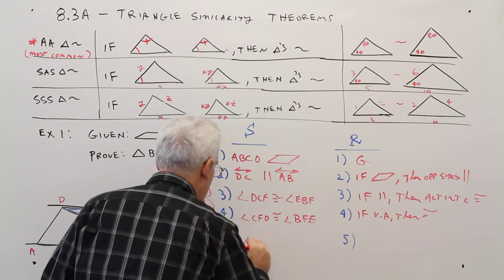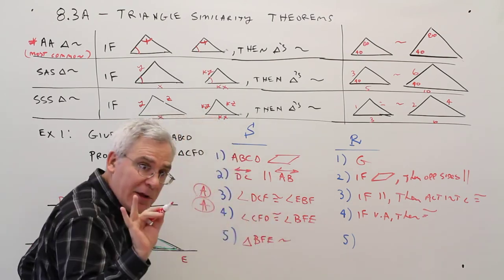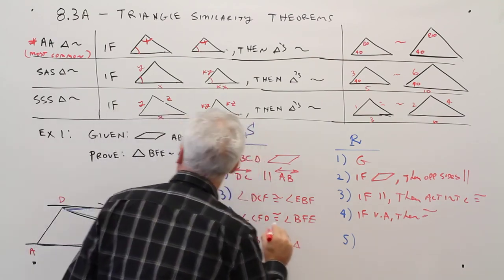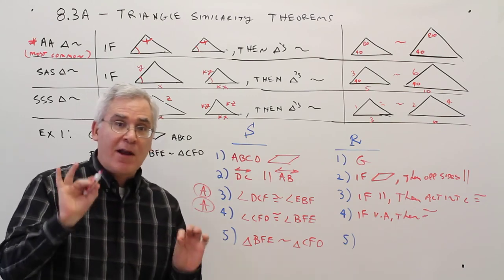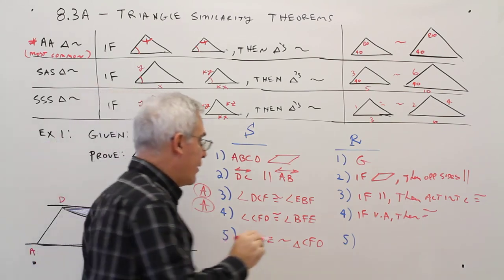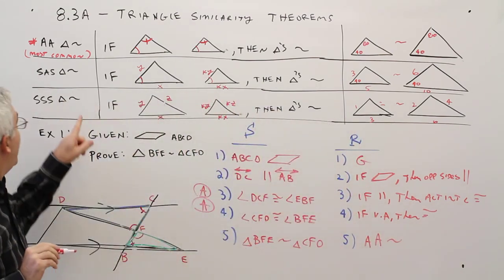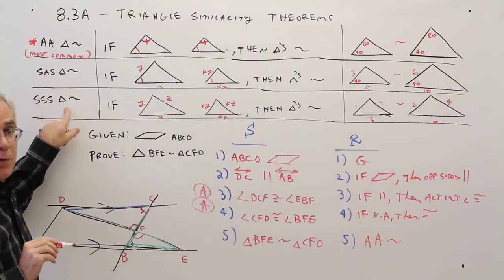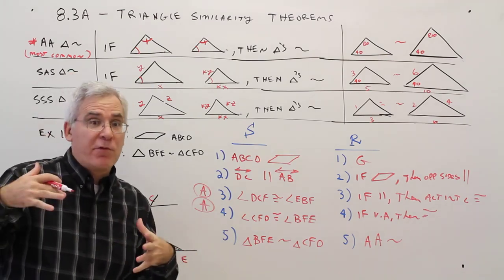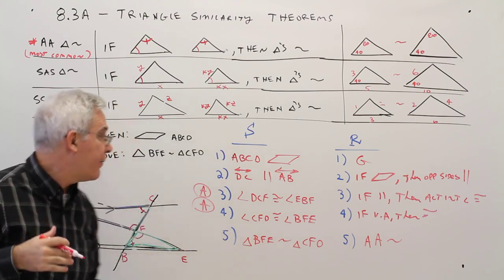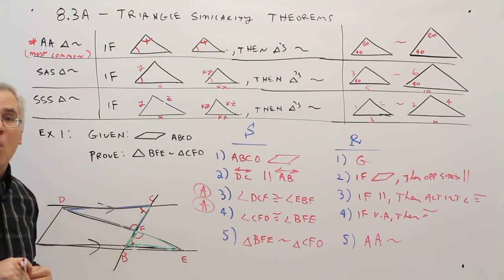Triangle BFE is similar to triangle CFD. And what I want to emphasize is I'm going to write angle, angle with the tilde. Angle-angle similarity. Again, when you use SAS and SSS for similarity, you've got to include that tilde so we know you don't think it's the congruence for triangles, but rather the similarity. So there you have it, the 3 triangle similarity theorems in one quick example.